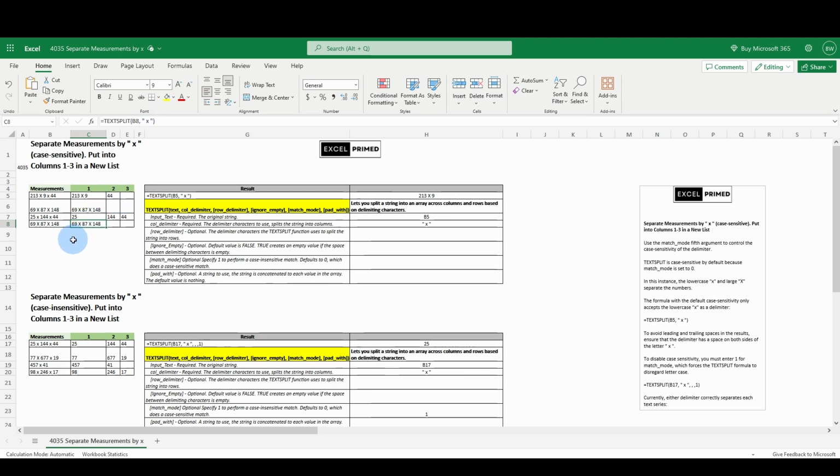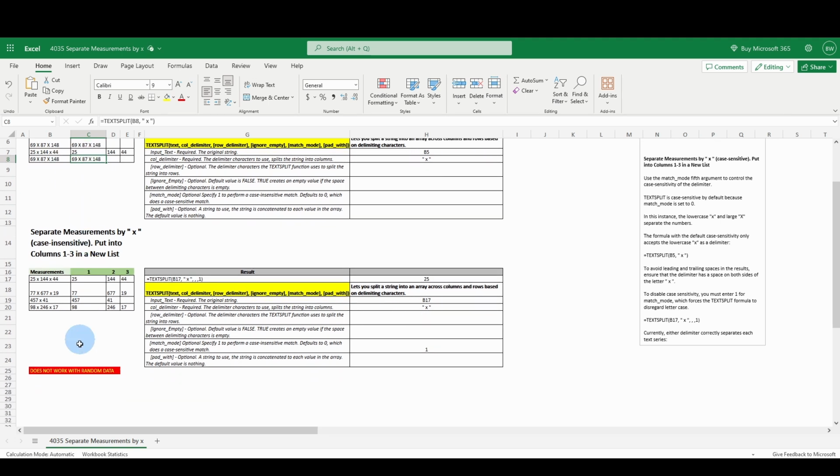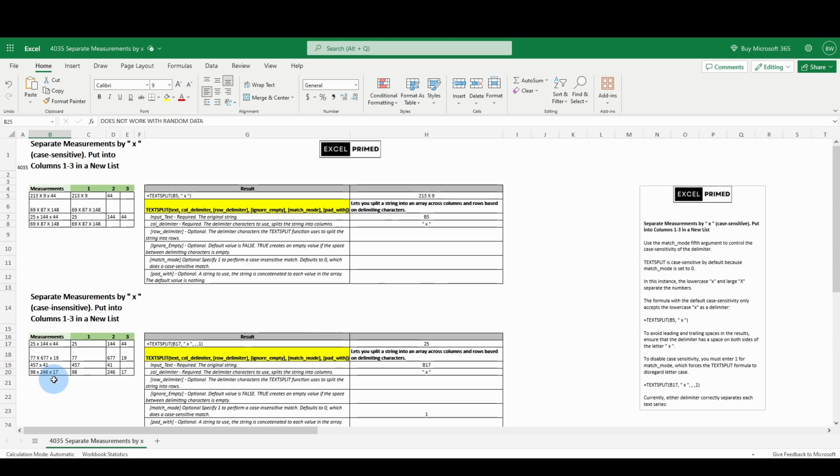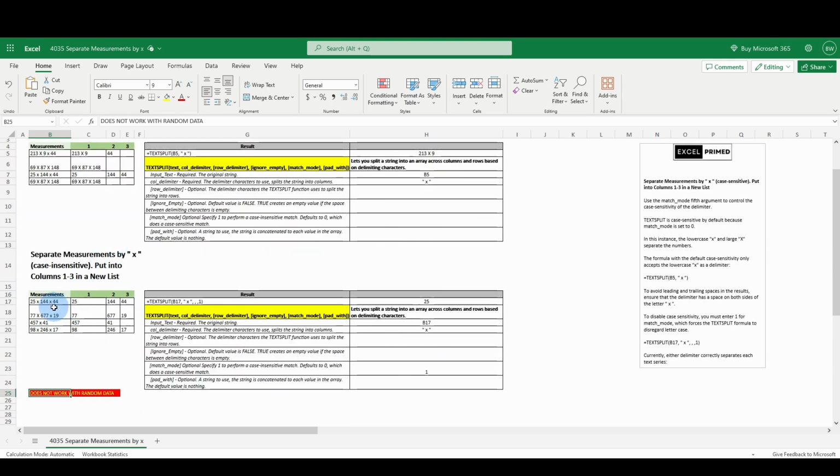For this fourth example, you can see that we're not achieving anything here. This is all fixed data, because you know this does not work with random data. For the second example, what would we switch up here?